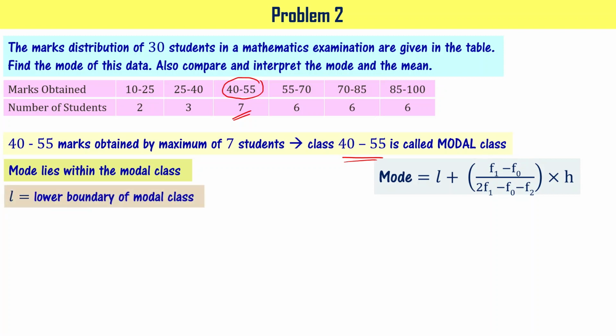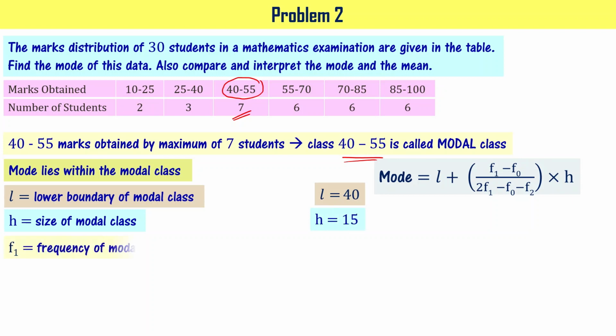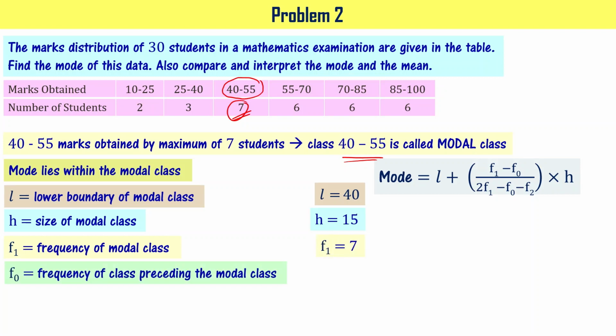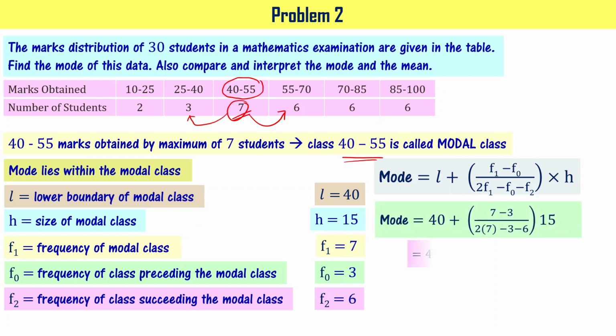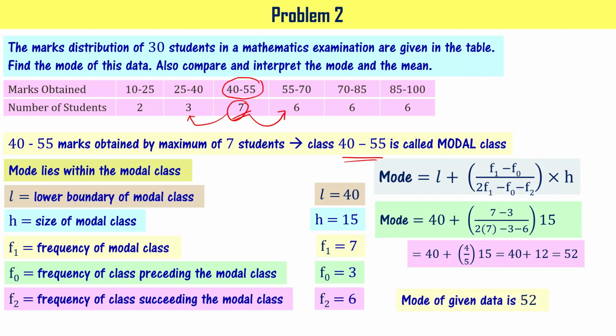Here L is the lower boundary of the modal class, which is 40. h is the size of the modal class, that is 15. f1 is the frequency of the modal class, that is 7. f0 is the frequency of the class preceding the modal class, that is 3. f2 is the frequency of the class succeeding the modal class, that is 6. Substitute all these values and simplify, and you get the mode as 52. The mode of the given data is 52.